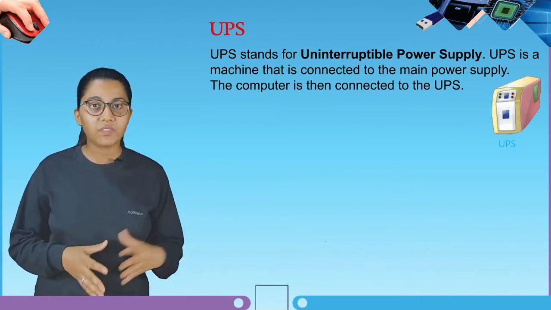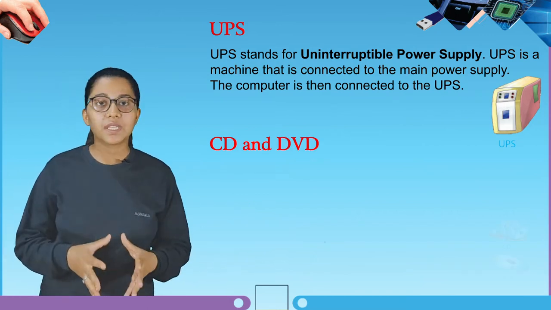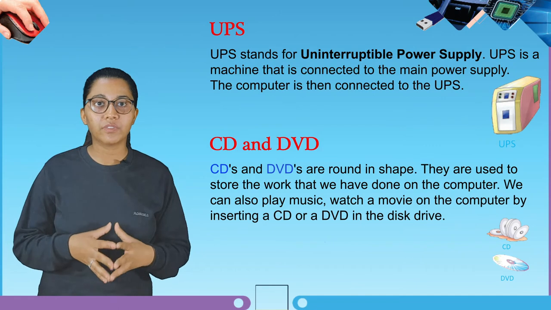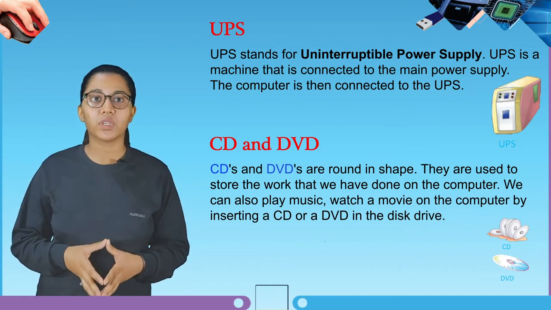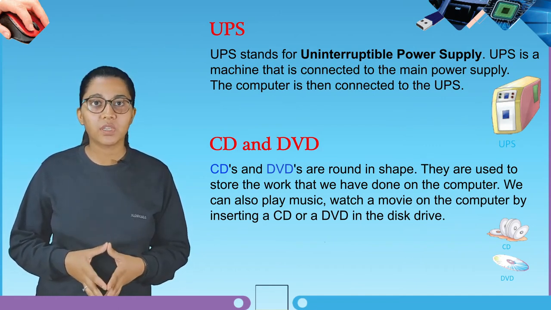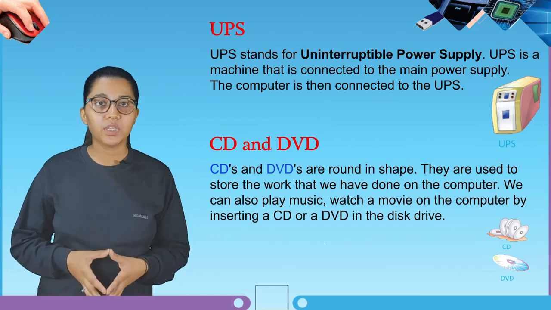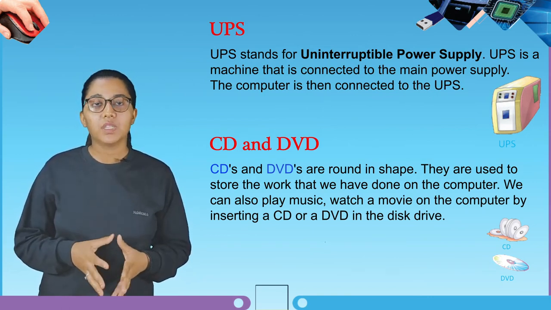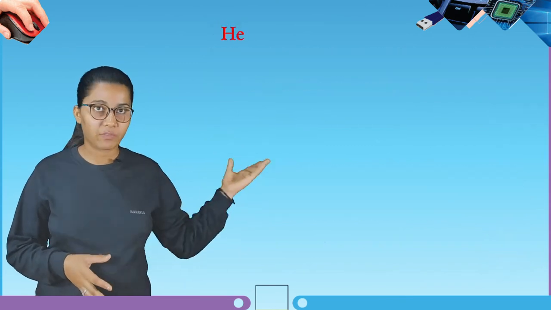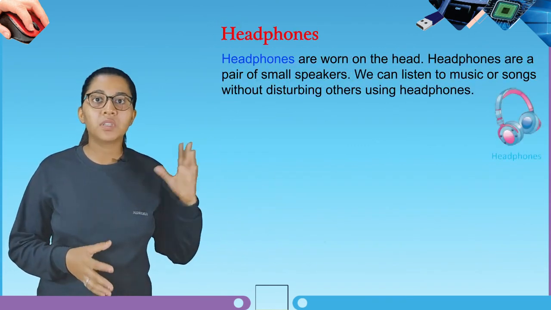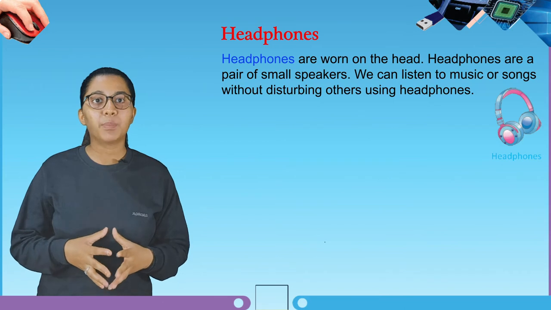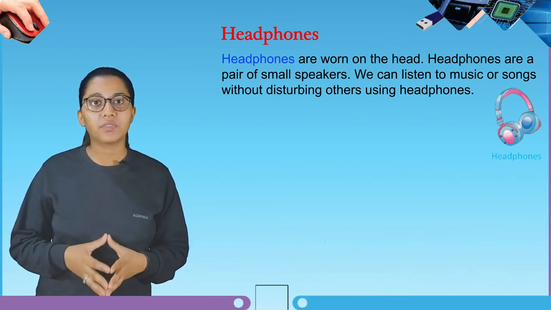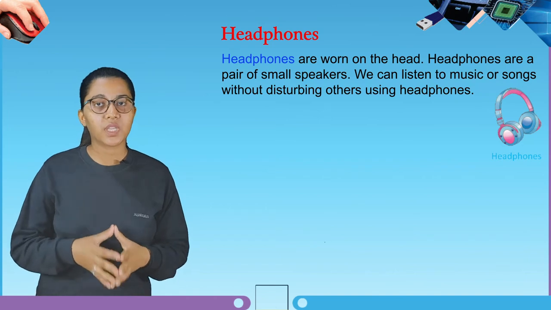Students, now we have CD and DVDs. CD and DVDs are round in shape. They are used to store the work that we have done on the computer. We can also play music and watch a movie on the computer by inserting a CD or a DVD in the disk drive. Students, now we have headphones. Headphones are worn on the head. Headphones are a pair of small speakers. We can listen to music or songs without disturbing others using headphones.